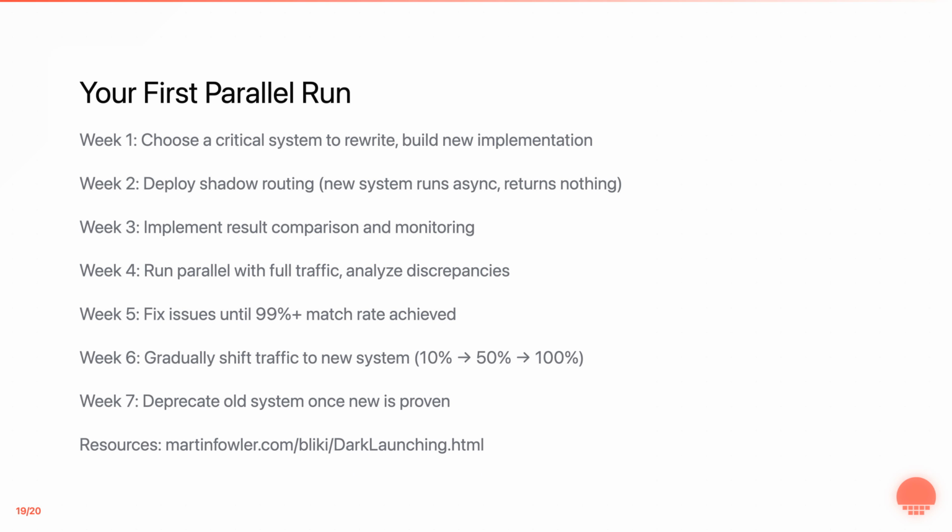Here's your roadmap. Week 1, pick something scary, maybe your order processing or billing, and build the replacement. Week 2, deploy it as a shadow that just observes. Week 3, wire up comparisons so you can see every difference. Week 4, unleash full production traffic and watch the chaos unfold. Week 5's the grind. Fix bugs until you hit that 99% match rate. Week 6, start shifting real users over gradually. Week 7, kill the old system. 7 weeks from nervous to confident.